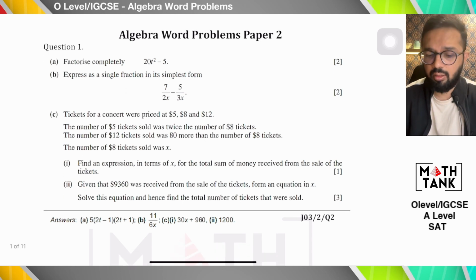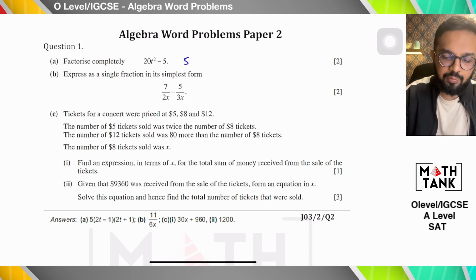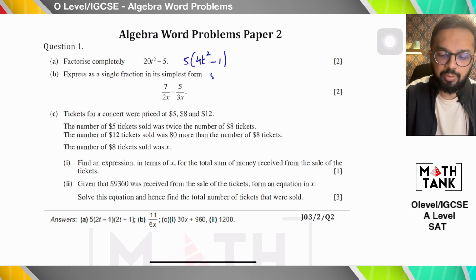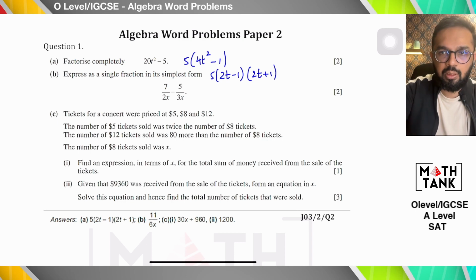Let's start solving. Question number 1 says factorize completely. I think that's a relatively simple question. I factor out a 5 and I'm left with 4t squared minus 1. Now I see a difference of squares. So 4t squared is the square of 2t and 1 is the square of 1. So I'm going to get 5, (2t minus 1) and (2t plus 1). I think that was simple. Let's move on to the next question.